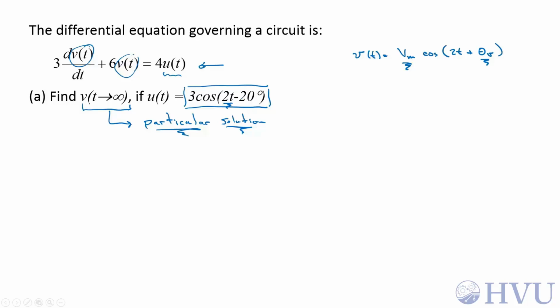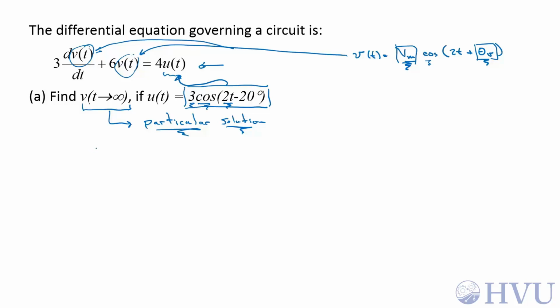I can find the particular solution by plugging this in for u of t, this in for v of t, taking the derivative of v of t and plugging it in there, and then solving for these unknowns, v sub m and theta v. However, that approach is a little bit tedious if you use cosines and sines, because you end up with a bunch of trigonometric identities and the algebra gets messy.